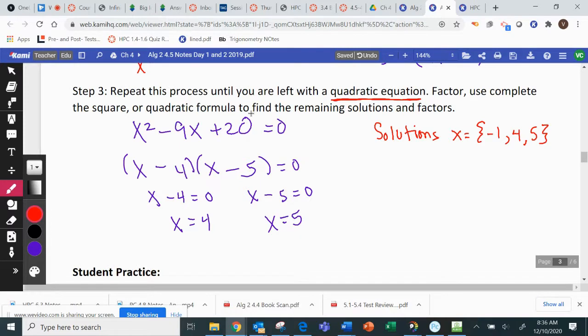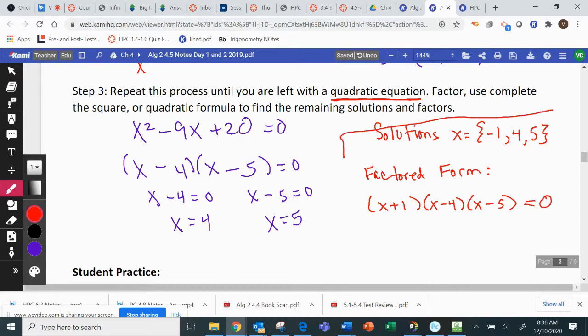Then we also are asked to write all the factors. So the factored form would be x plus 1, x minus 4, and x minus 5. And then that equals 0 because that's what the original equation at the top said. Oops.